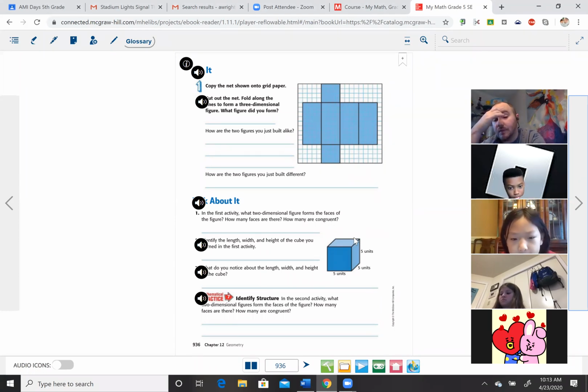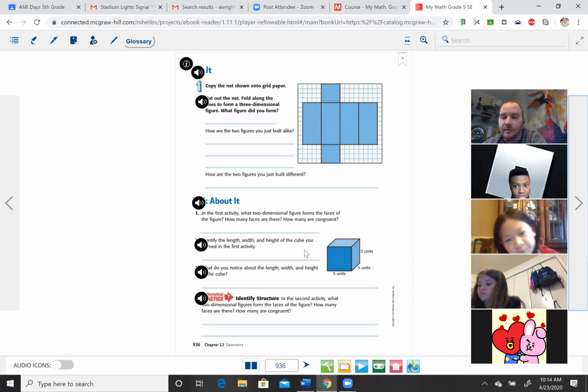So what we're going to do is we're going to talk about it as if it is this cube right here. Okay, the cube right beside it. So can we identify all of these measurements? And I'm coming to Catherine. Yes. So can you tell me the length, the width, and the height of the cube right here?